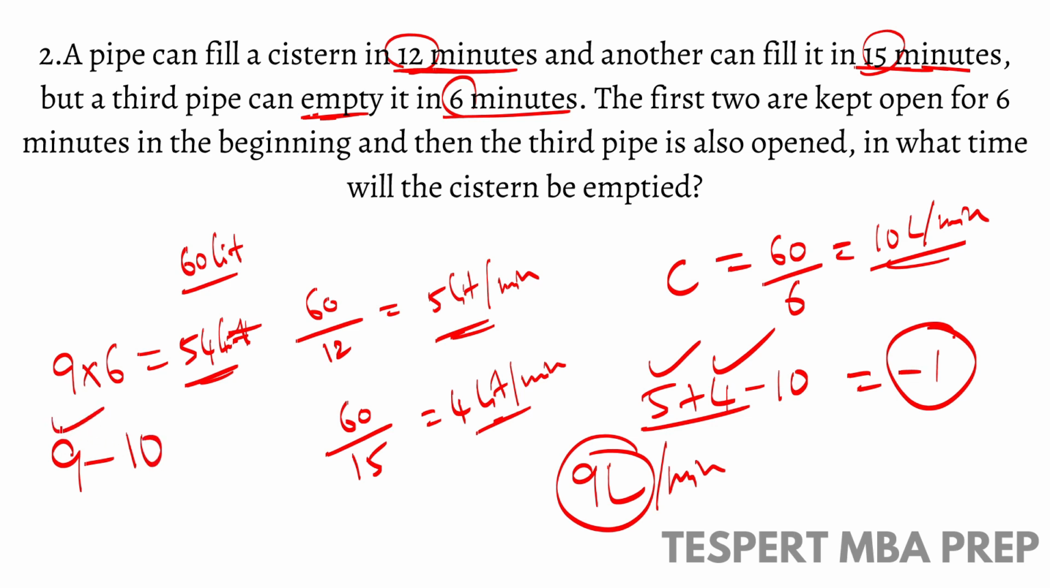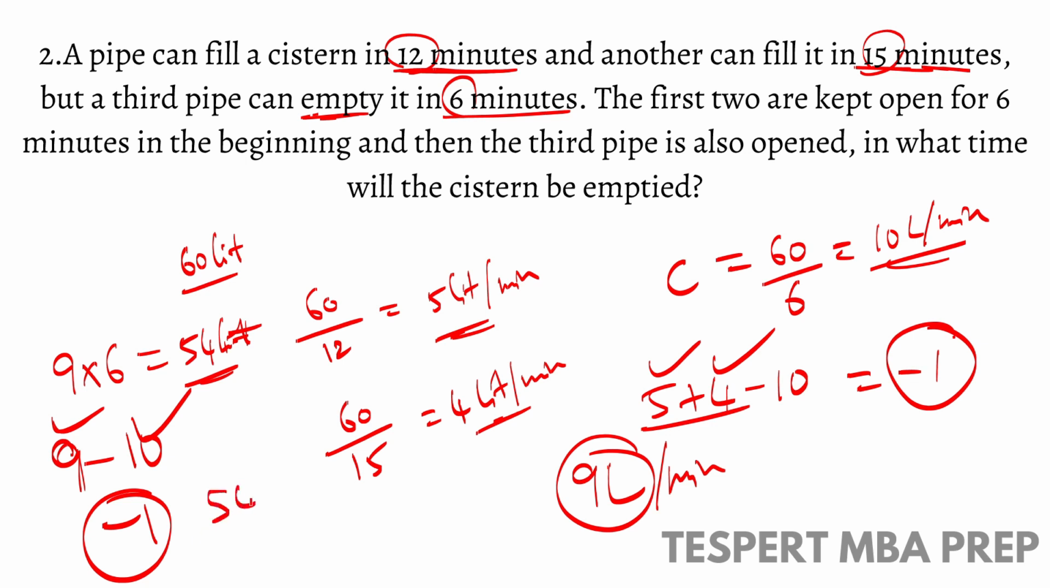For the first two pipes, 9 liters per minute, they can fill the tank at a rate of 9 liters per minute, whereas the third pipe can empty the tank at 10 liters per minute. So 9 minus 10 will be minus 1. So this implies that in 1 minute 1 liter of water will be drained.